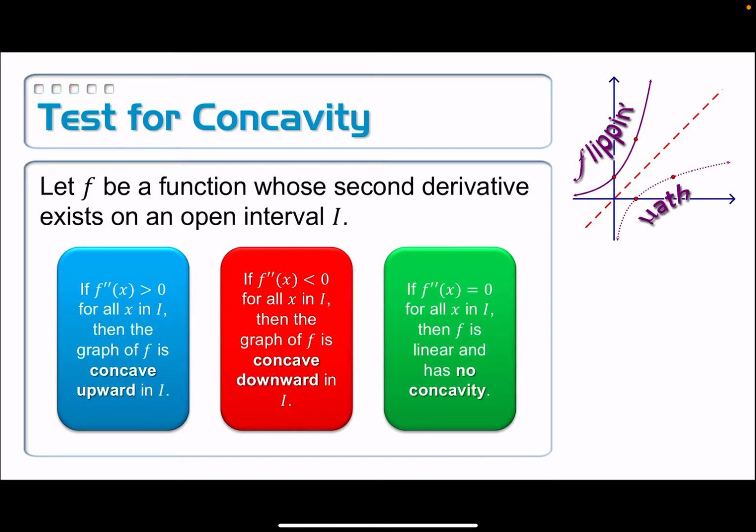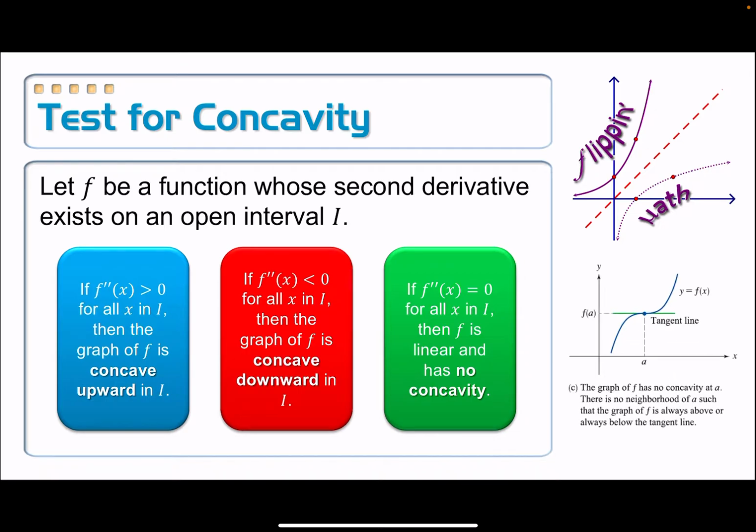All right, so we were just talking about how to test for concavity, and it's very similar to how you test for increasing or decreasing, but we're using the second derivative. And this last one is about having no concavity when you have a linear function, but it's not just that. Here, take a look at this picture that's right here.